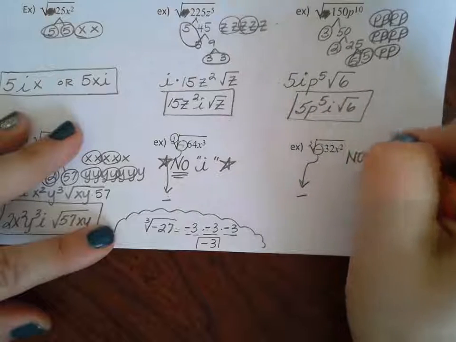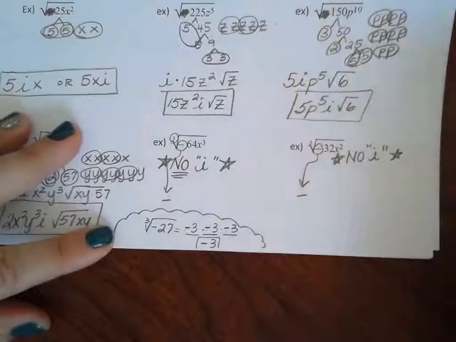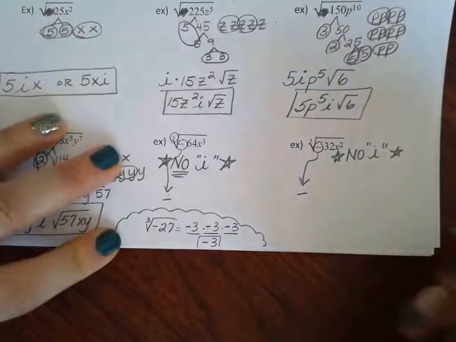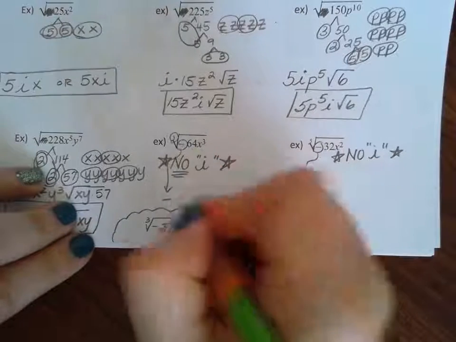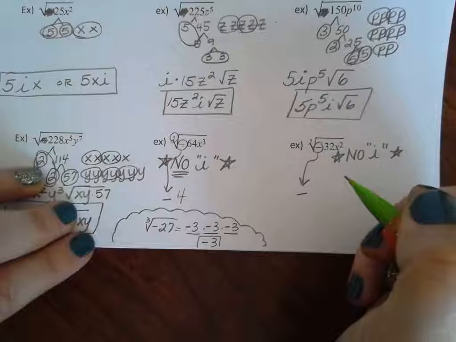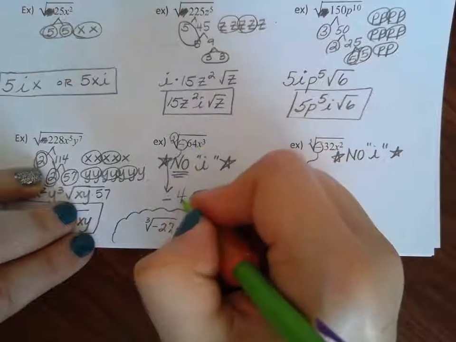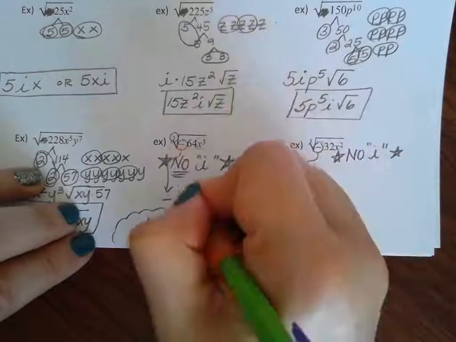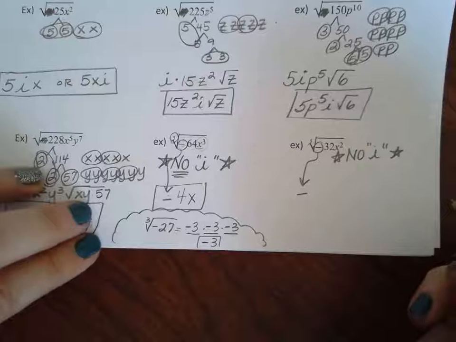So this one will not have an i either. No i for this one either. So then you break down your 64. I'm going to go ahead and do that one. It's going to be 4. If you remember that from when we did our sum and difference of 2 cubes, cube root of 64 is 4. Cube root of x cubed is x. So that's your answer for that example.